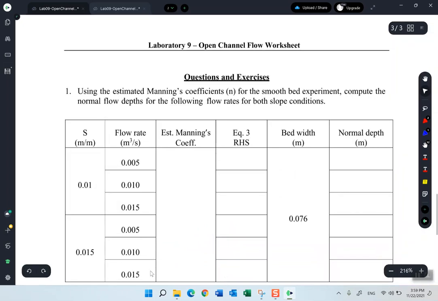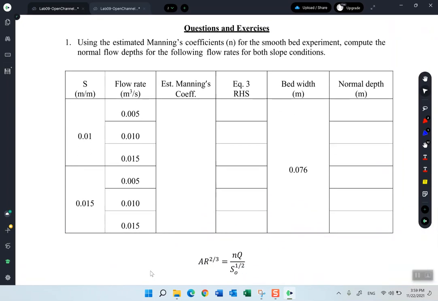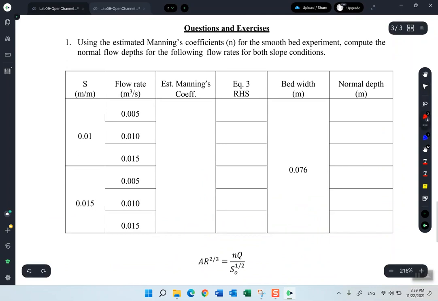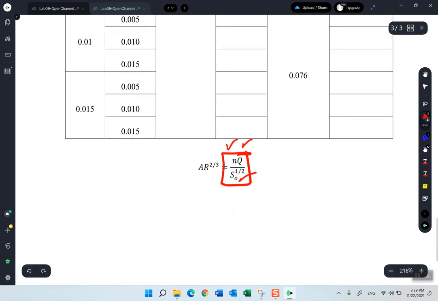Great, so what do I mean by the right-hand side? It's basically this term here, because you already estimated the Manning coefficient. It already gives you the Q and the slope. So just for example, let's say that after doing this simple calculation, the value of the right-hand side was equal to 0.0008. I'm just guessing this number.